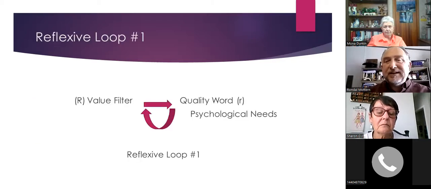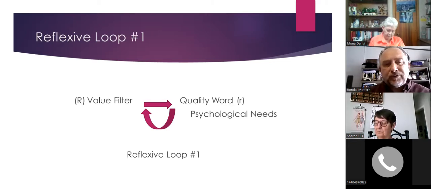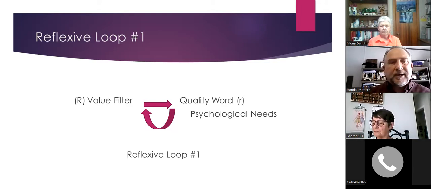So let me jump right in because, like I said, we have a long way to go and a short time to get there. So that first reflexive loop that I want to call your attention to exists between the value filter, which is part of the perceptual filters, right? We have the total knowledge filter, we have the value filter, those are the perceptual filters. And then between that and the quality world, those psychological needs that get into our quality world, okay?